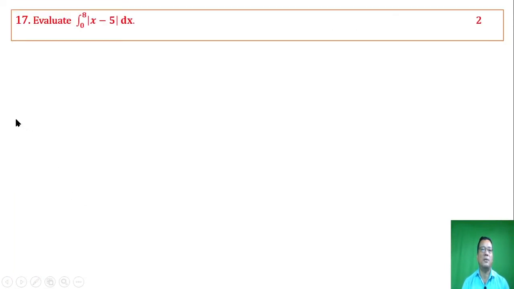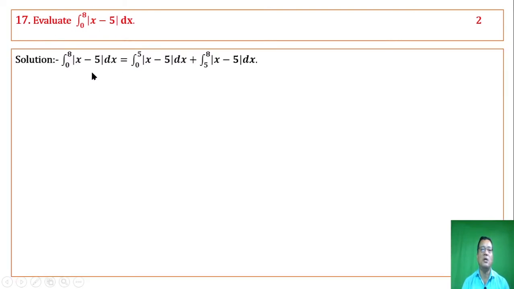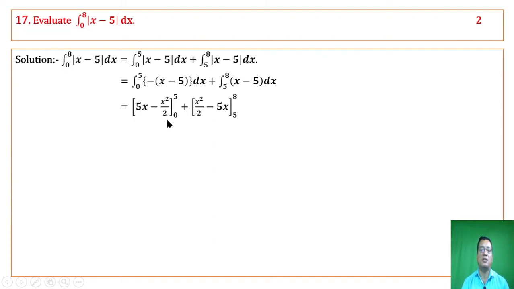For question number 17, evaluate the value of this definite integral, 2 marks. This definite integral can be expressed as the sum of two definite integrals, 0 to 5 and 5 to 10. For 0 to 5, the value is minus times of x minus 5, and for 5 to 10, the value is x minus 5 itself. Taking the integral and evaluating these values, we have 17.